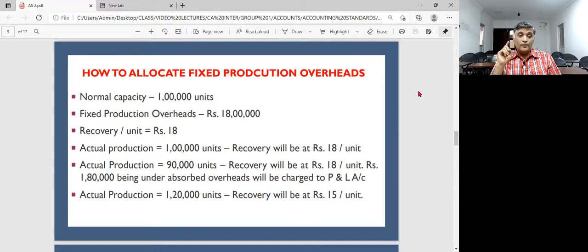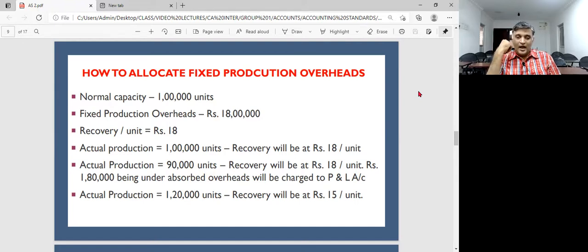Right? But look at the third case. If you're going to operate more than the normal capacity, if 1 lakh units is the normal capacity and you're operating at 1 lakh 20,000 units, if you absorb at 18 rupees, you will end up at 21 lakh 60,000. How? It's 1 lakh 20,000 into 18. Please take a calculator and do the calculation. You will get 1 lakh 20,000 units into 18. You will land up at 21 lakh 60,000. It's not possible because you have spent only 18 lakhs. You can't absorb 21 lakh 60,000 into the inventory.